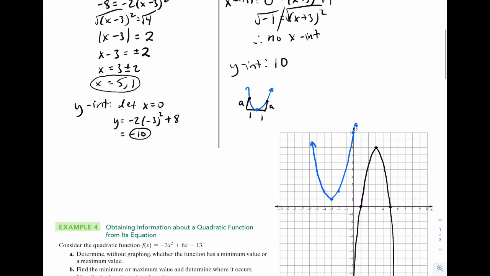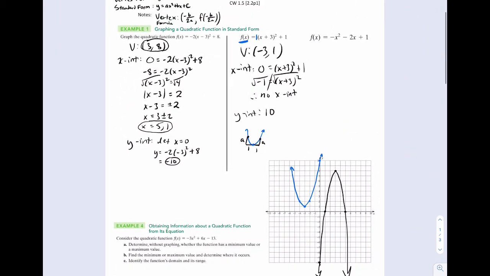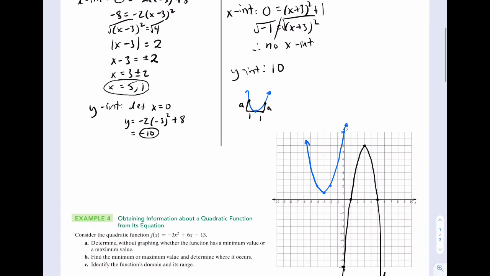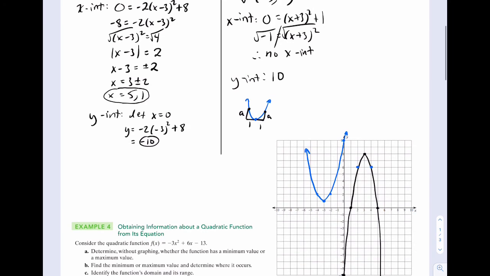And notice how we could have also done that on the other one. We see a is 2 here, and notice how both points are there. 1 over 2 down, 1 over 2 down. So it's kind of a shortcut. So I'll call that our shortcut for graphing.